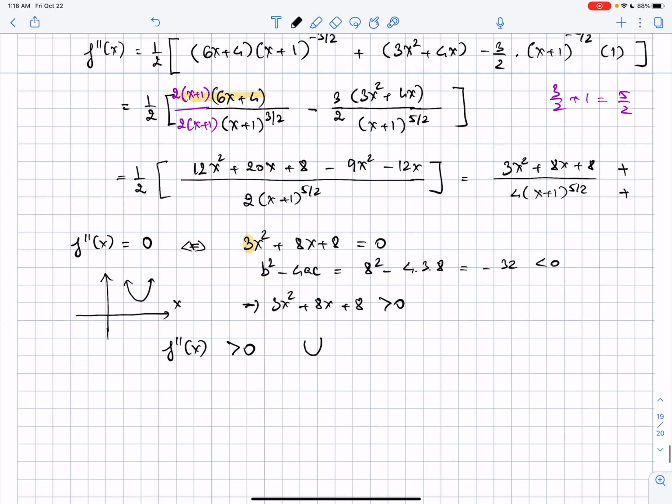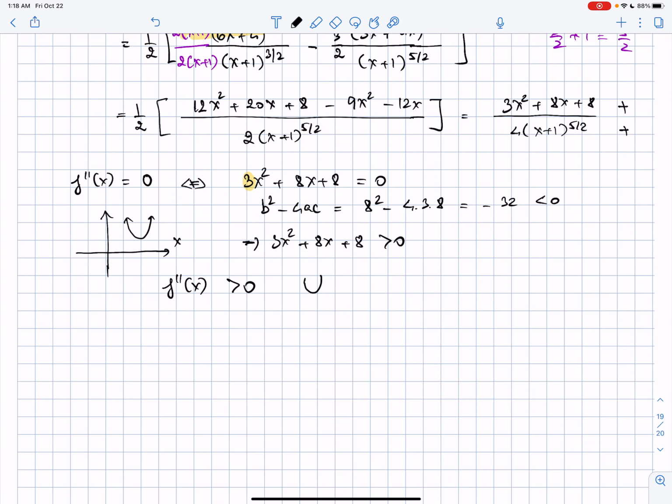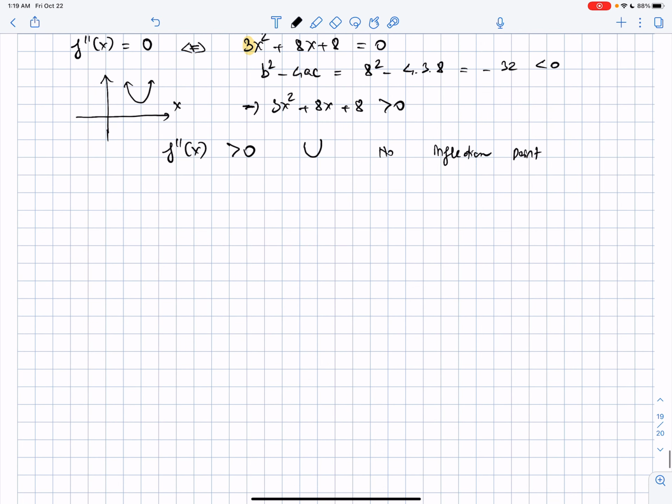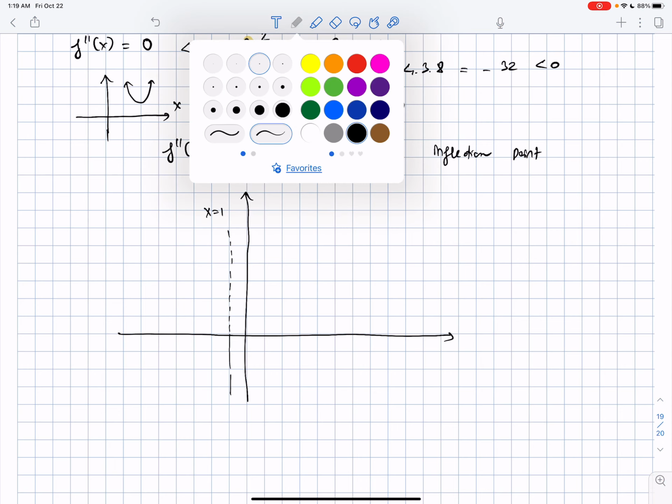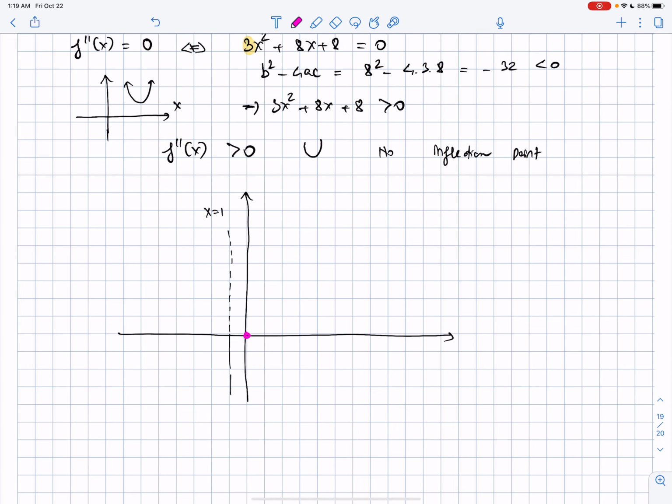Now the next step, we will use the information above to make the graph, and we also have no inflection point because we don't have concave up and concave down. Now we will graph the asymptote first, right? The asymptote is x equal negative 1, the vertical asymptote. And then the next one is the points. We have the x-intercept, also the local minimum.